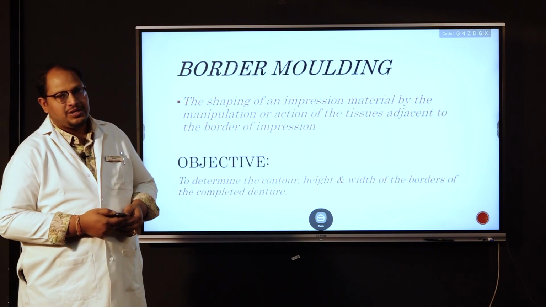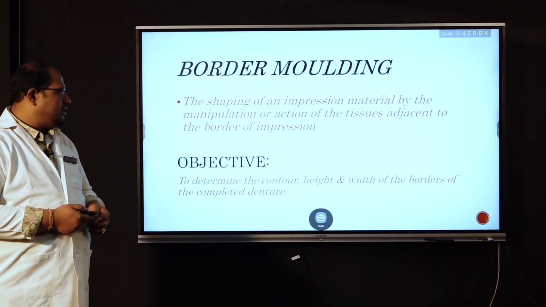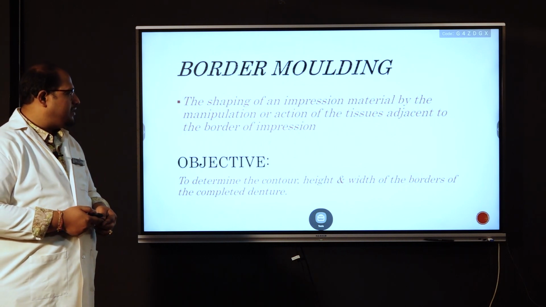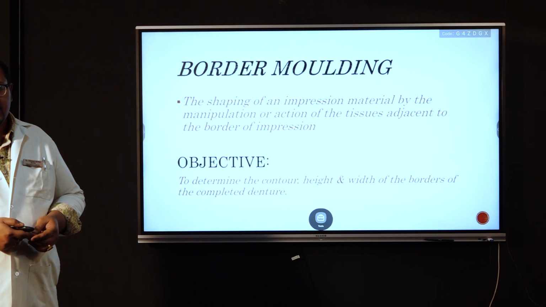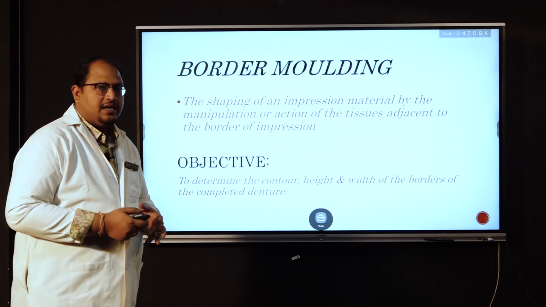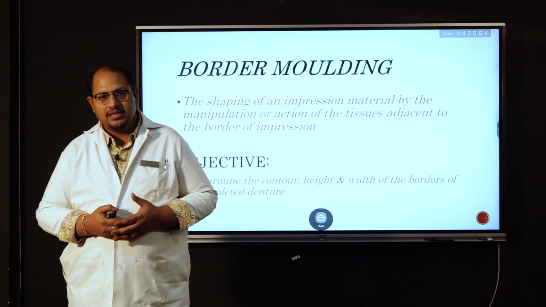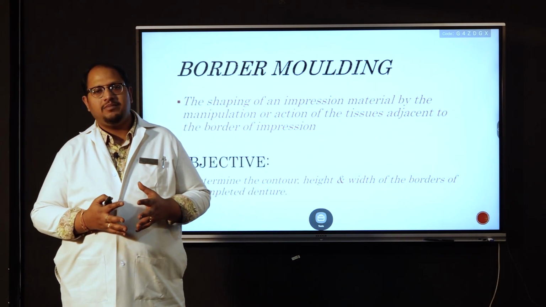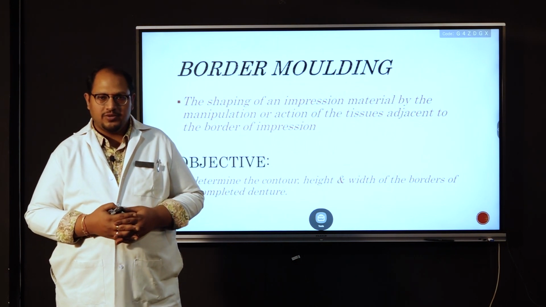So as per the definition, border molding is the shaping of an impression material by the manipulation of the action of tissues adjacent to the borders of the impression. So what exactly are we doing? We are trying to manipulate the tissues so that our borders are recorded, and the main aim to achieve is the peripheral seal with the procedure of border molding, right?